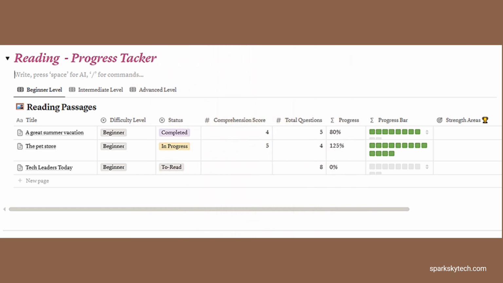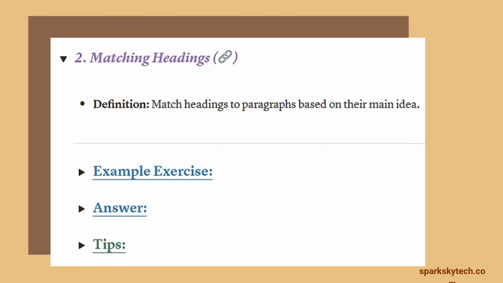To keep you motivated and on track, the template includes a dedicated reading progress tracker. This allows you to monitor your progress at beginner, intermediate, and advanced levels, tracking your reading passages, comprehension scores, and identifying your strengths and weaknesses. For every question type, like this example of matching headings, you'll find a clear definition, example exercises, answer guidance, and practical tips to improve your approach.